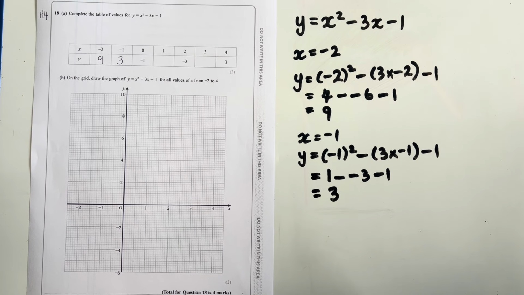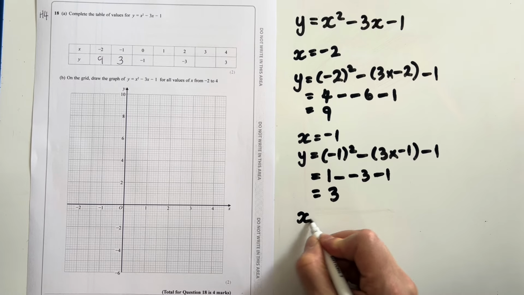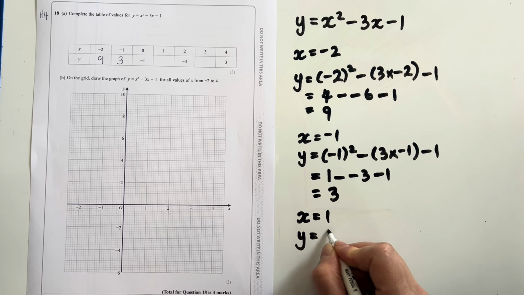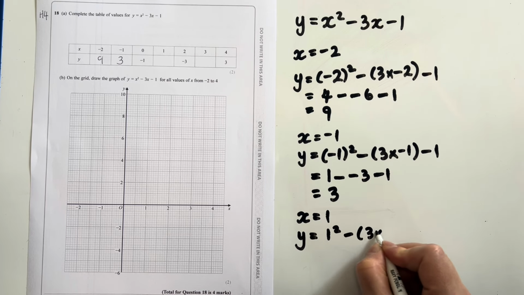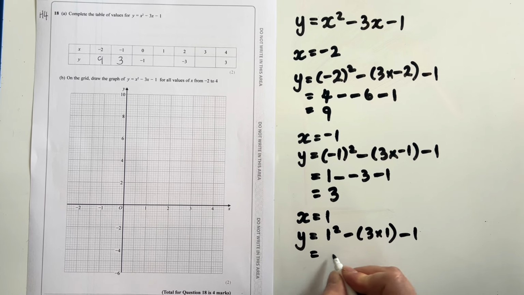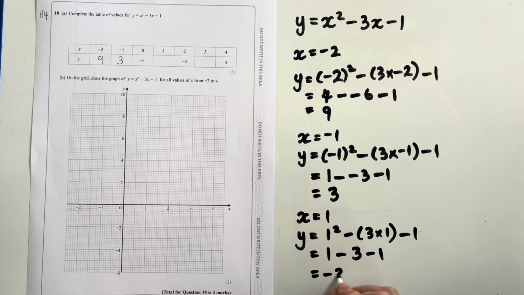So the next one we've got is when x is equal to 1. So we've got y is equal to 1 squared, take away 3 times 1, take away 1, which means we've got 1, take away 3 times 1 is 3, take away 1. So our next value is negative 3.